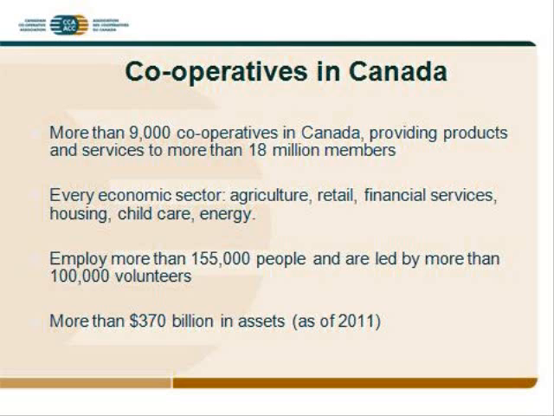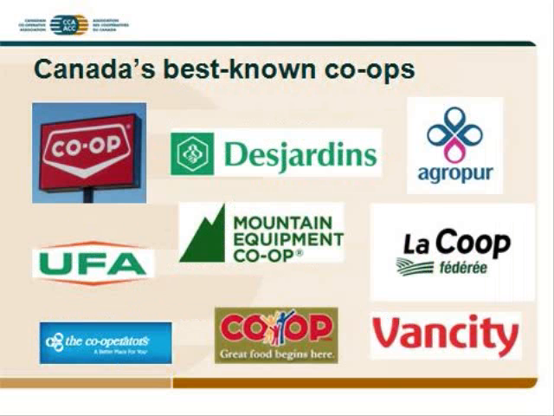And you can see the statistics now on your screen. There's over 9,000 co-ops in Canada, serving more than 18 million members. They're in all sectors. They employ more than 150,000 people and are led by more than 100,000 volunteers. And that asset figure of $370 billion is quite staggering. And now you'll see some of the better-known brands of these co-ops, and depending on what part of the country you're in, if you're listening in from Canada, certainly some of these you'll recognize.